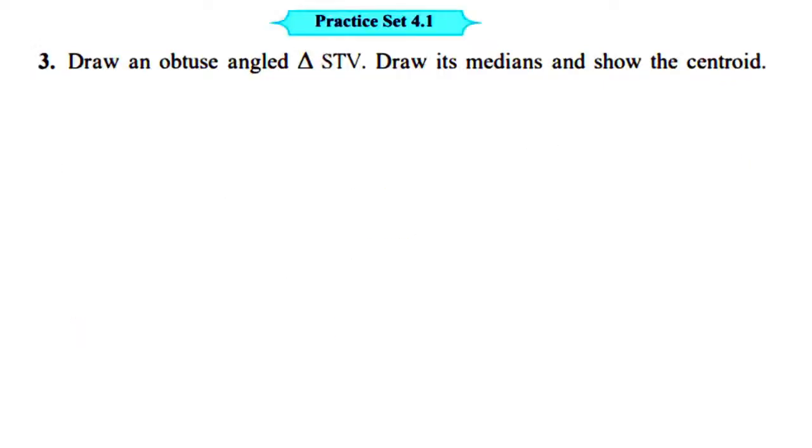Practice set 4.1. Draw an obtuse angle triangle STU. Draw its median and show the centroid. First, we have to draw an obtuse angle triangle. What is an obtuse angle triangle? If the measure of one of the angles of a triangle is greater than 90 degrees, it is called an obtuse angle triangle.